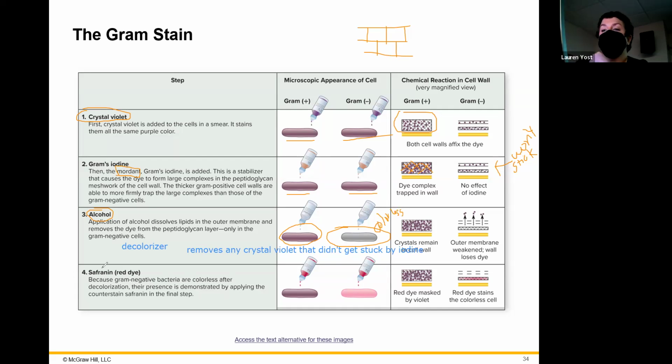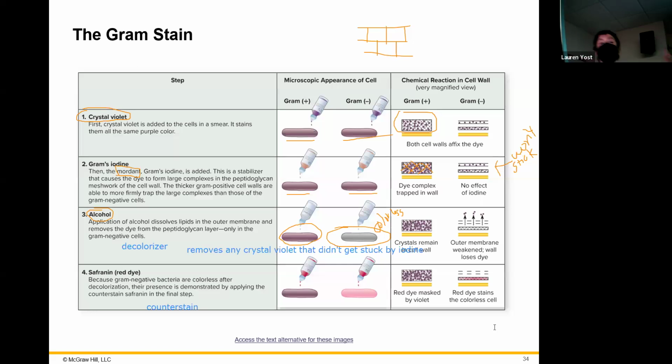All right, safranin is our next step. So you can see that if you were to look at this colorless guy in a microscope, you probably couldn't see him. So safranin, its whole purpose is just something called a counterstain. And this will make a lot more sense once we do lab 3. On lab 3, we're going to do the gram stain. You're going to see it in practice and how it works. But this is the theory behind it.